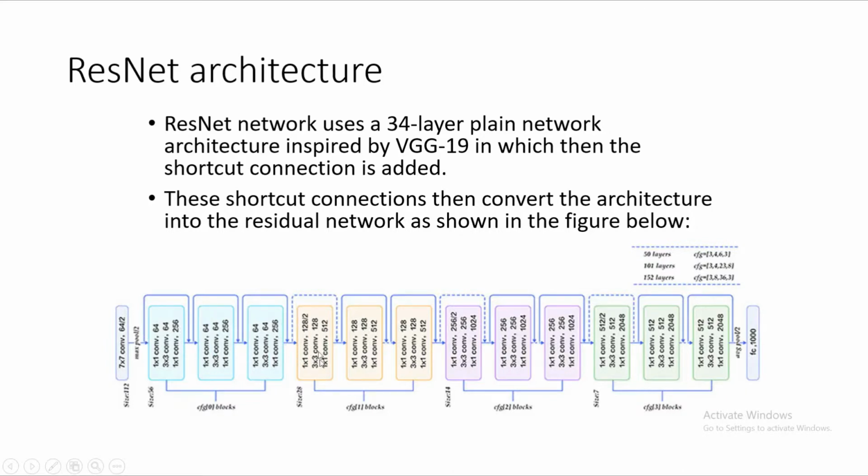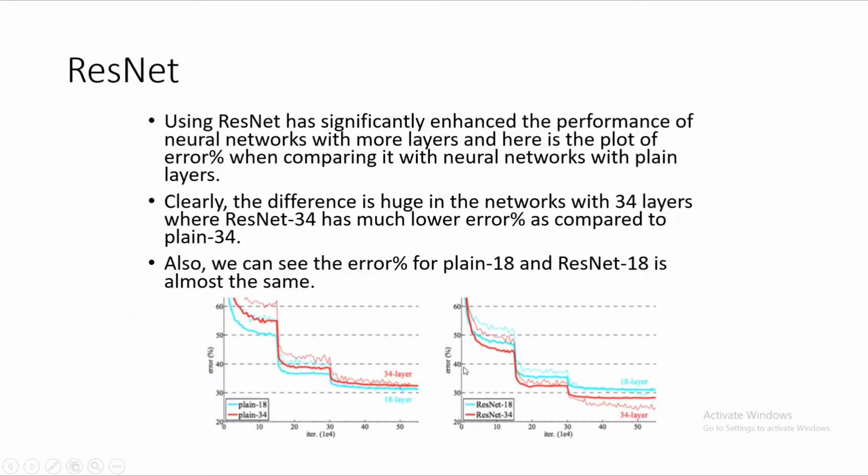And they compared the results here, and we can see that using ResNet has significantly enhanced the performance of the neural network with more layers. And here is the plot of the error percent, comparing it with neural networks with plain network layers. Clearly we can see the difference is huge in the network with 34 layers, where ResNet 34 has a much lower error as compared to the plain 34.